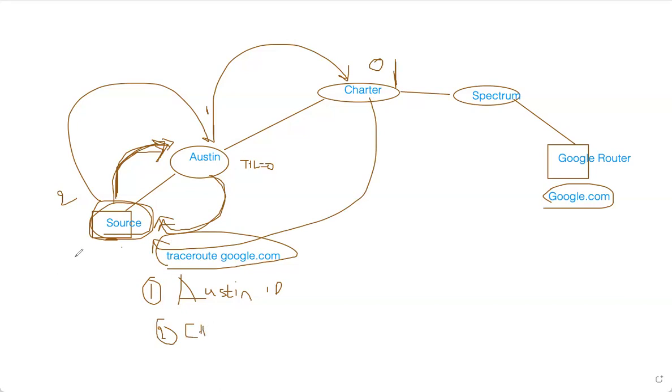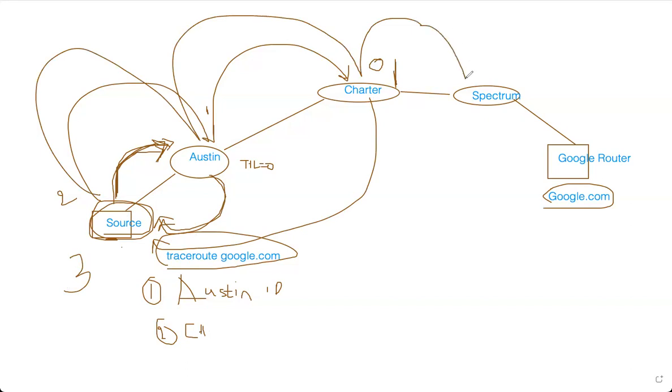Similarly, next the TTL value will be 3. The TTL value will become 0 here, and it sends its response back. Okay, now the third hop will be Spectrum.